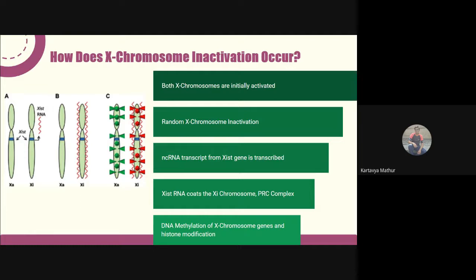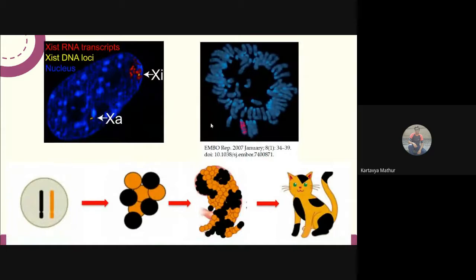Once RNA has covered the chromosome, DNA methylation and histone modification occur, like observed in the triangular print on the gene along the X chromosome. This helps in further silencing the chromosome. Now let's move on further.